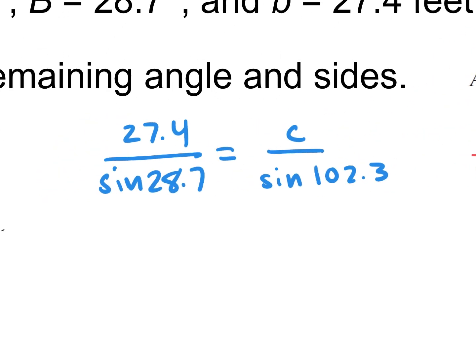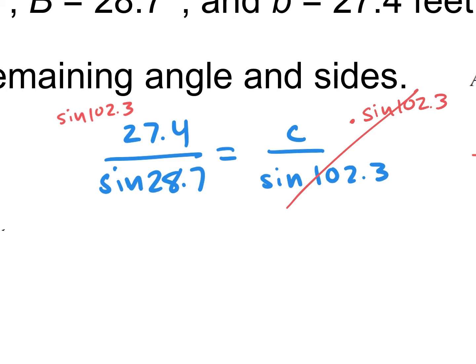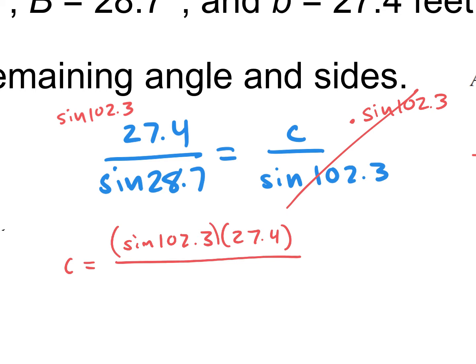There's a few different ways that we can. We could cross multiply, or you can multiply both sides by sine of 102.3. So it'll cancel out on the right side. So I get C is equal to sine of 102.3 times 27.4 over sine of 28.7.